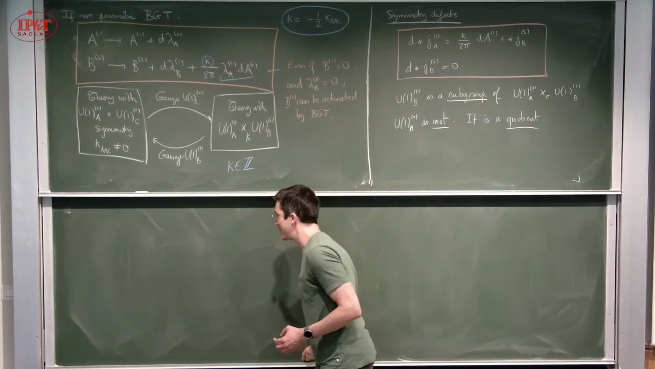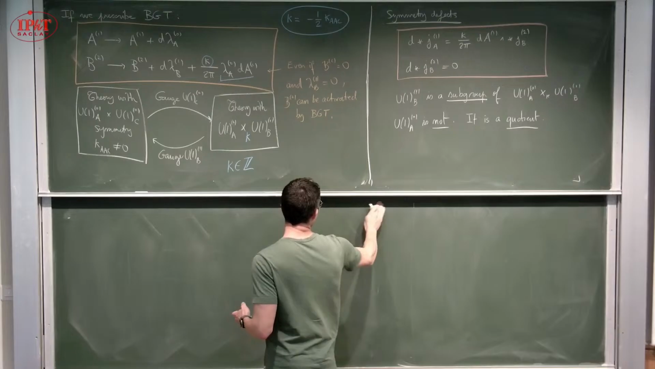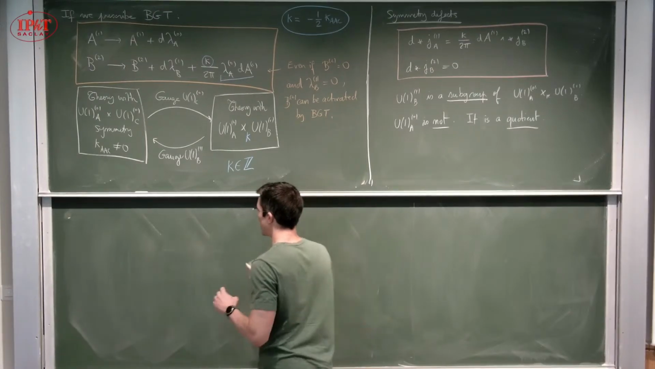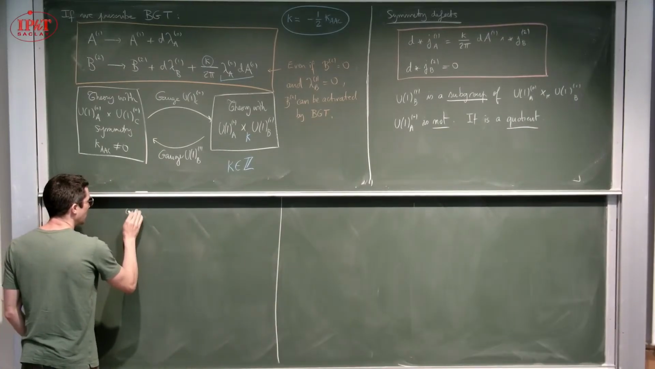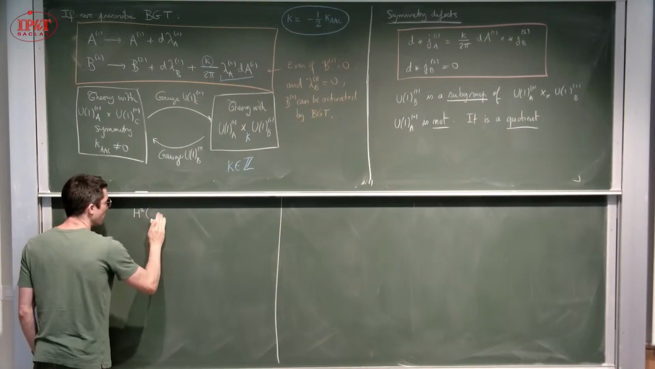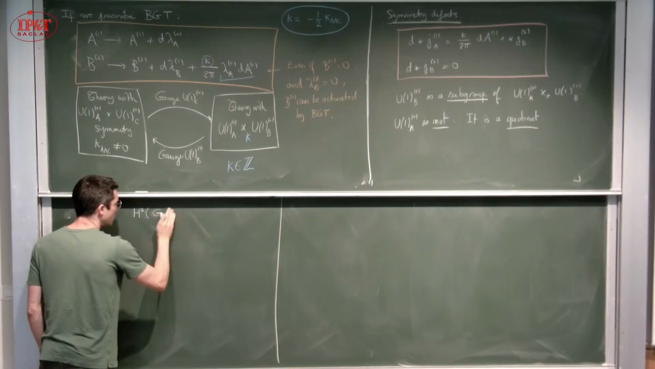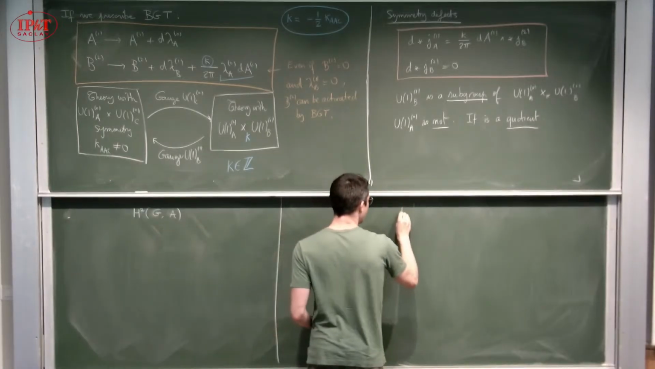Let's try something. I'll try to make a two-column thing. One is wider than the other because there will be more stuff. So in this column, I will explain stuff about H2 of G, point of view 1, and here I will explain stuff about H3.